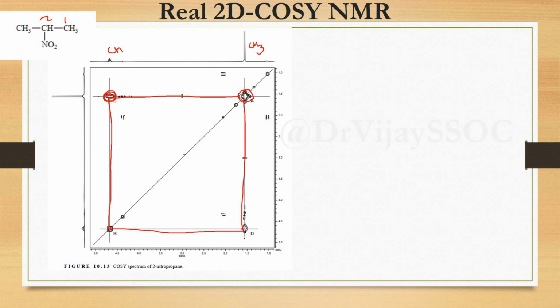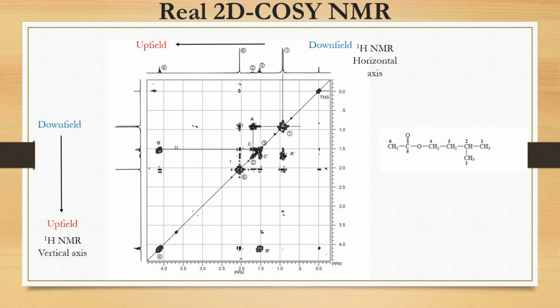Look at the other small signals, for example this one and this one. These are coming from an impurity, because you can see that there is a small impurity in the sample. So these interactions are due to the impurities present in the sample, not from the structure. You have to understand that some signals may arise due to long range coupling and due to artifacts of the solvents. Let's see another COSY spectrum for our better understanding.